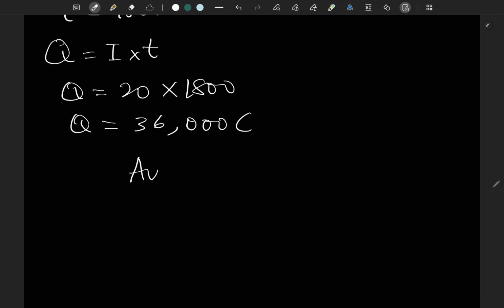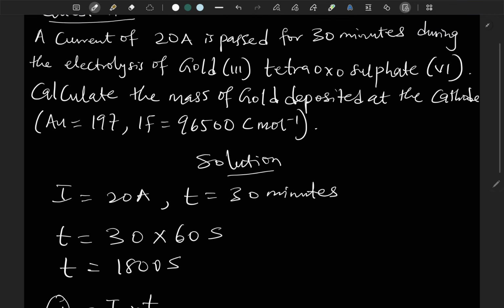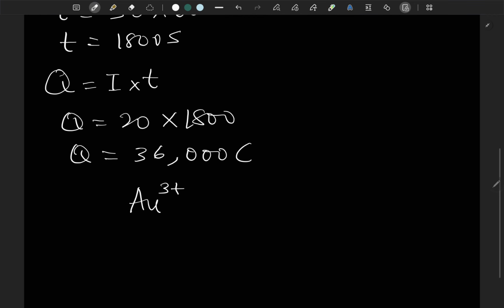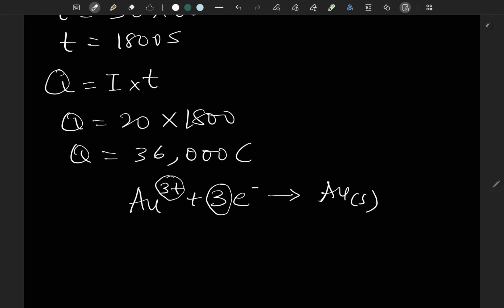Let's do that. We have gold 3 plus, Au3+. The question told us we have gold 3, so that's Au3+, and this gold 3 plus will be deposited, 1 mole of gold will be deposited by 3 moles of electrons, and that will be Au solid. That means we require 3 moles of electrons to deposit 1 mole of gold. If we have a particular ion that carries, let's say 2 plus, then we will require 2 moles of electrons to deposit 1 mole of that ion.